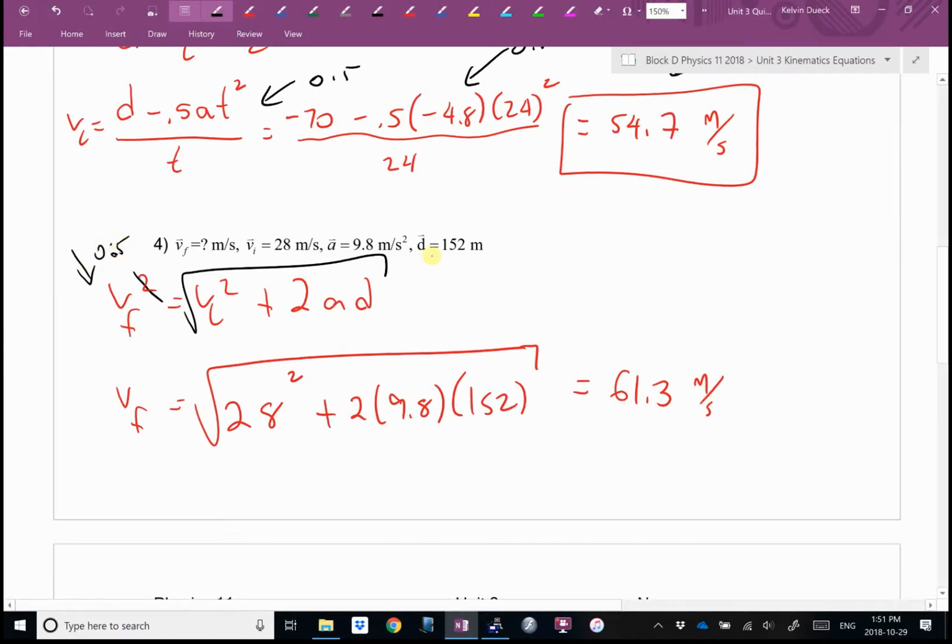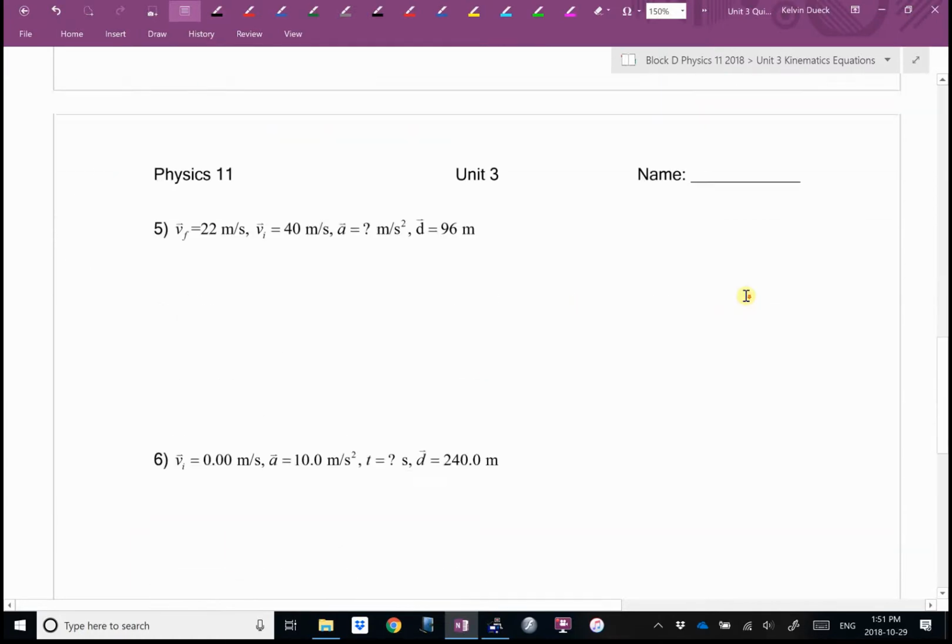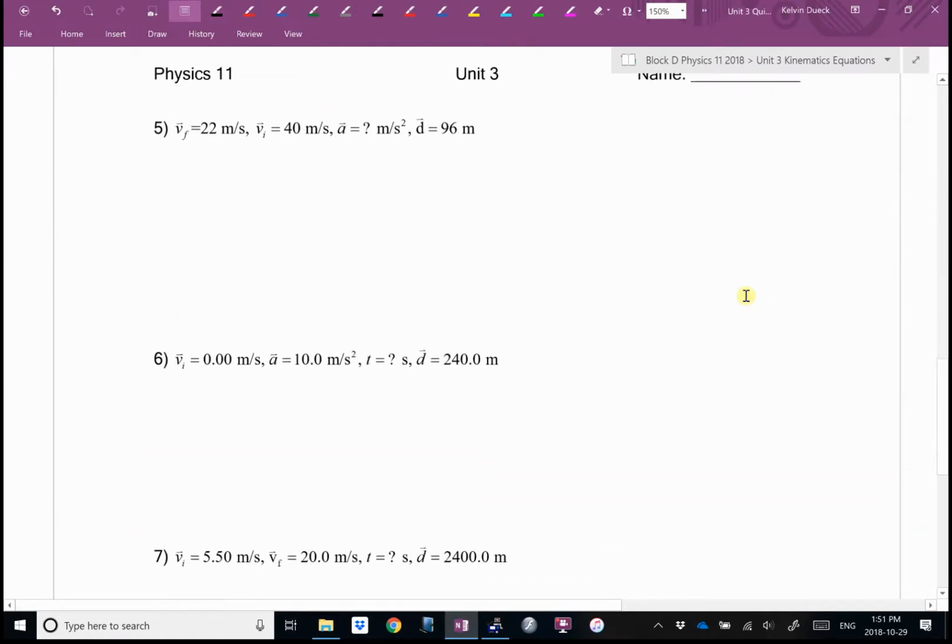Half mark for square rooting, half mark for the numbers, and a half mark for the answer. And then we would turn the page. How many got perfect on the first page? Nice. You're getting the hang of this. Okay.